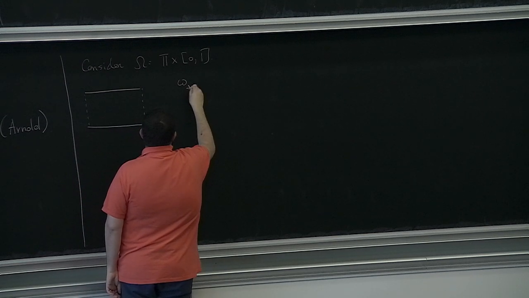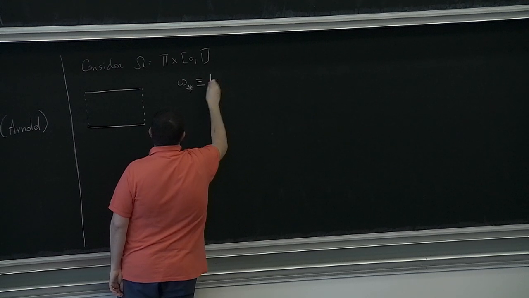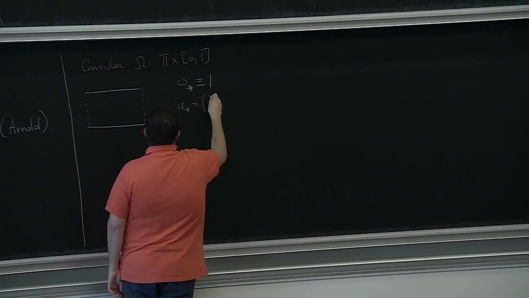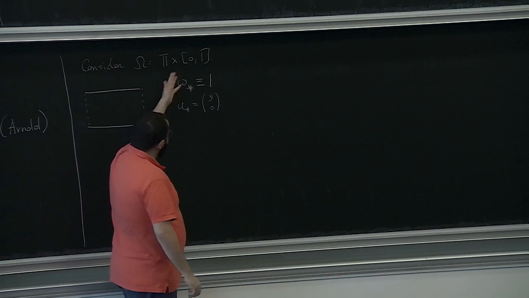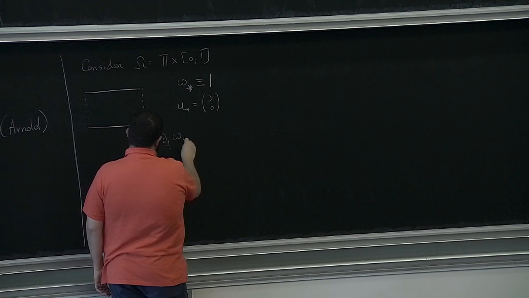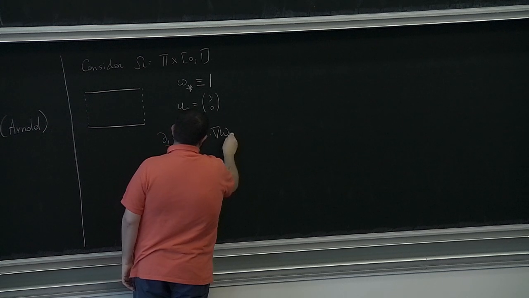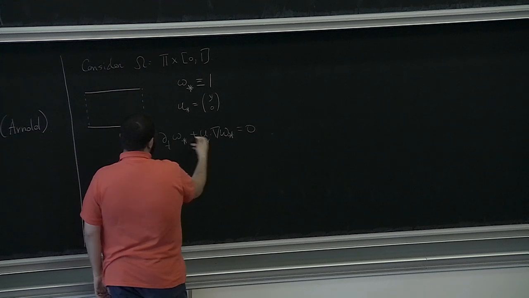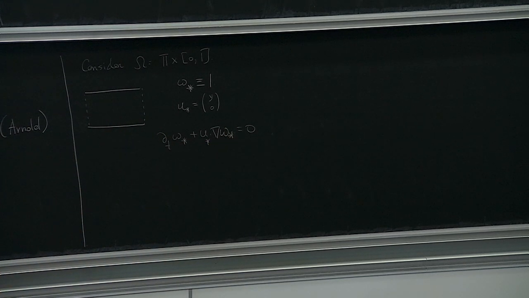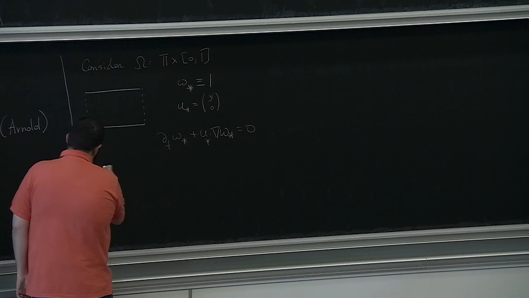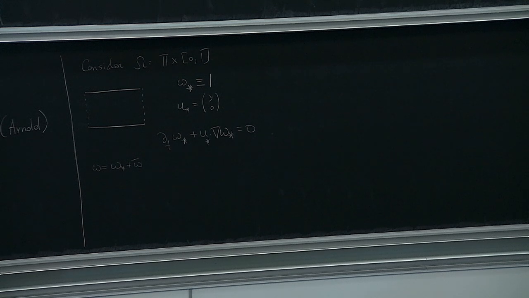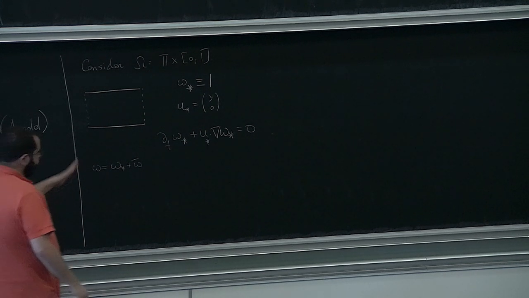And we consider the steady state omega star is identically 1, u star is (y, 0). This is just a steady solution of Euler, because that's zero, that's zero. But it's also stable. If I set omega to star plus omega bar, we'll talk in a few minutes about how you prove stability in general, but this is just a simple example.